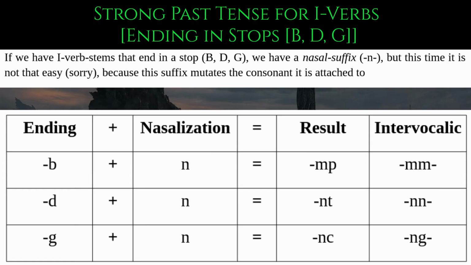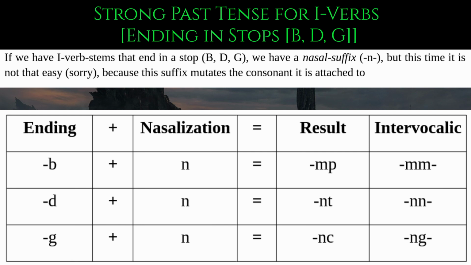So, if we have I-verb stems that end in a stop, which would be b, d, or g, we have a nasal suffix n, but this time it is not that easy, sorry, but also not that complicated, because this suffix mutates the consonant it is attached to. Let's look at this small table here.